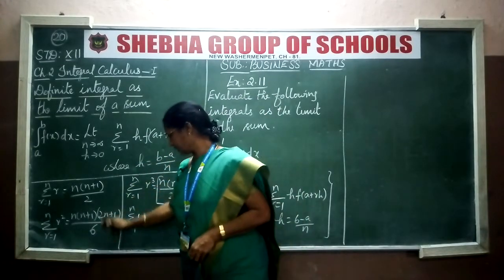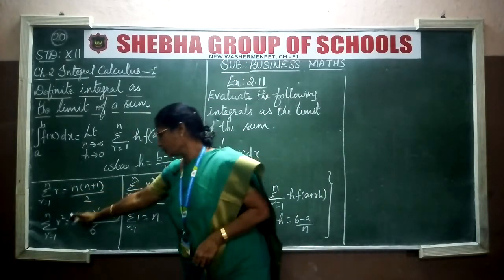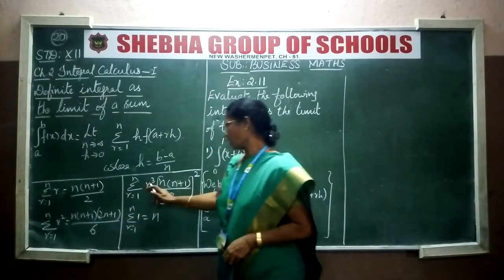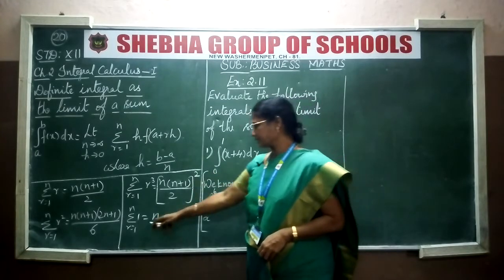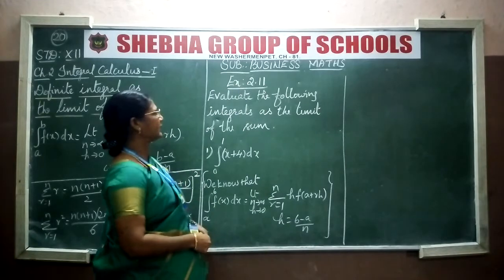And we know these four results. Sigma r is n into n plus 1 by 2, sigma r square is n into n plus 1 into 2n plus 1 by 6, sigma r cube becomes n into n plus 1 by 2 the whole square, and sigma 1 value is n. Okay, let us see the first sum in 2.11.